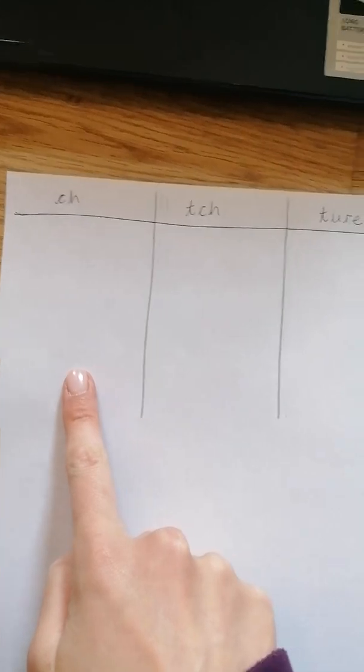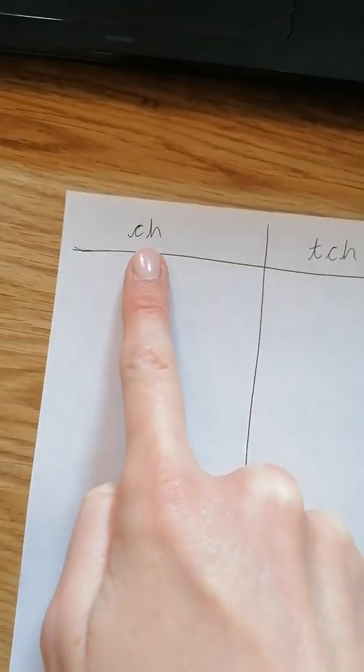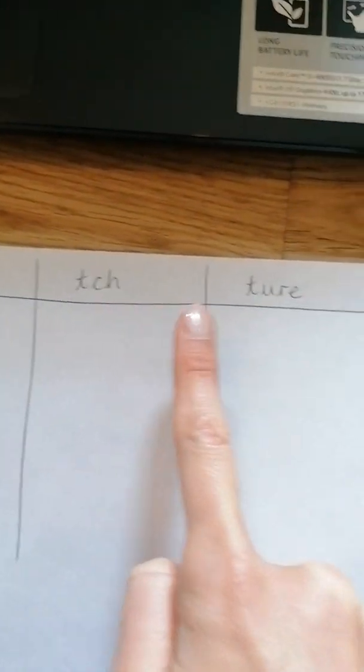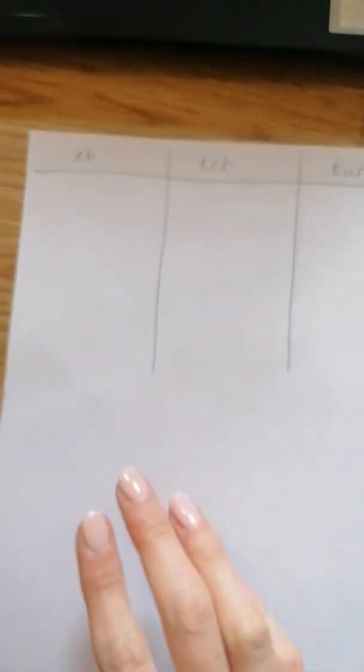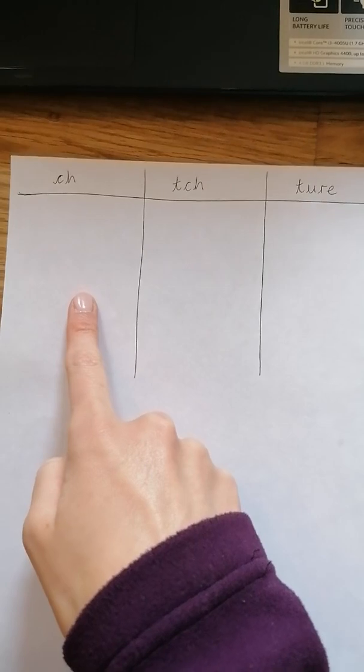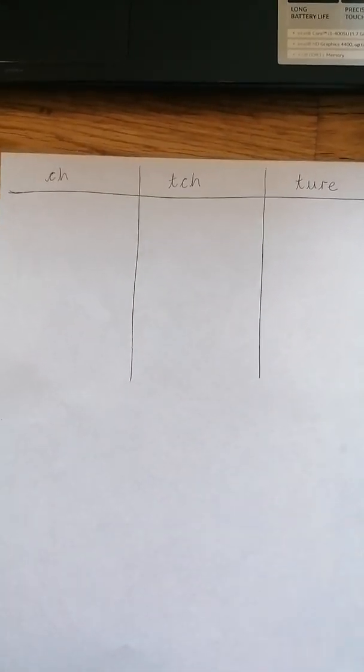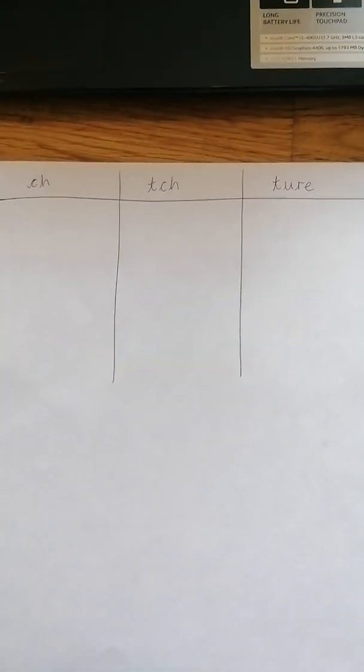Okay, what I want you to do now is make a table a bit like mine. So you've got the 3 graphemes, the different ways of writing the ch sound. I want you to think of a word with the ch sound in it, and I want you to write it down in your table. So you can use words we've just read, or you can look online for some, or you can just think of your own words.